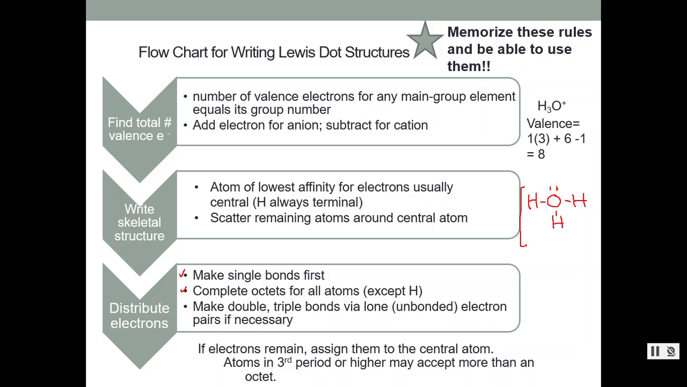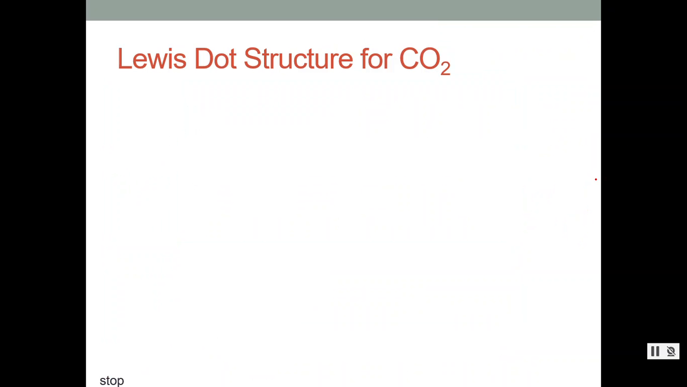The only thing that's left to do, which is what you should do if you have to draw a Lewis dot structure for a charged species, is put it in brackets, and then as a superscript, put what the charge is. So those are the steps for writing Lewis dot structures for molecules and for ions. In the next video, we'll revisit those concepts and go through an example for carbon dioxide.